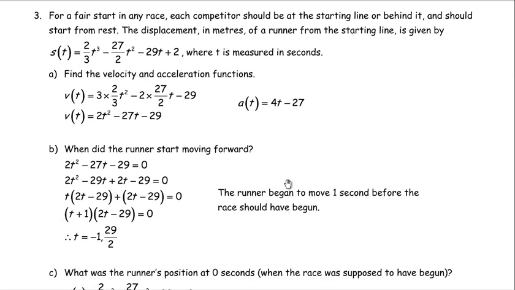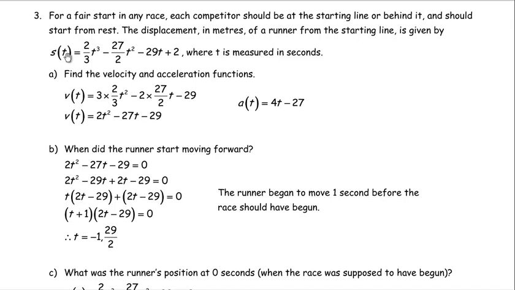For question number 3 here, it says, for a fair start in any race, each competitor should be at the starting line or behind it and should start from rest. The displacement in meters of a runner from the starting line is given by this cubic function here, where t is measured in seconds. So s of t is the displacement in meters, and t is measured in seconds. And in A, it asks to find the velocity and acceleration function.